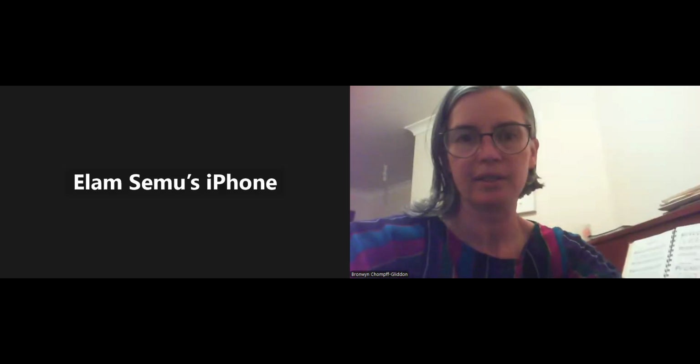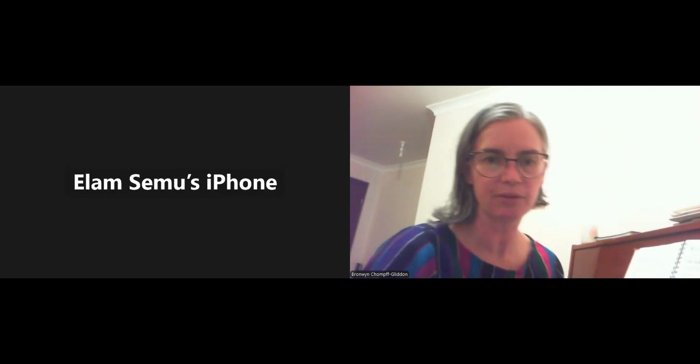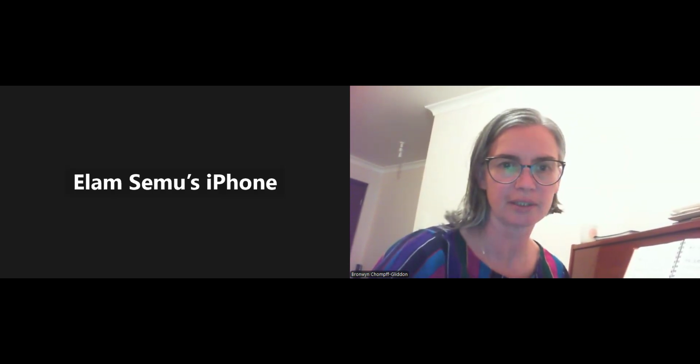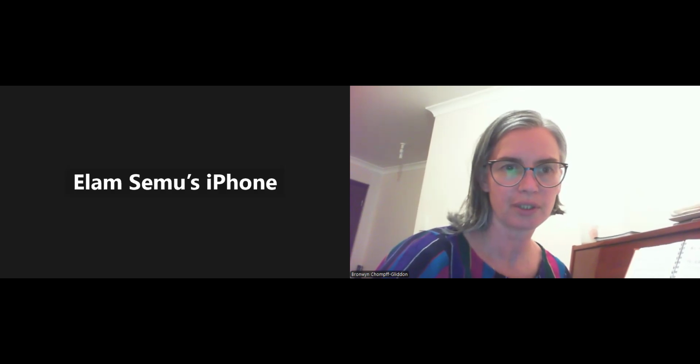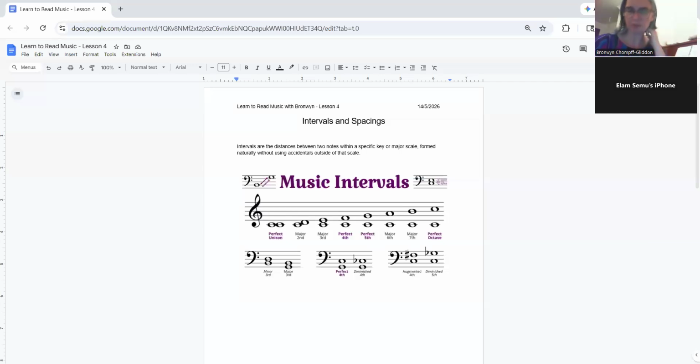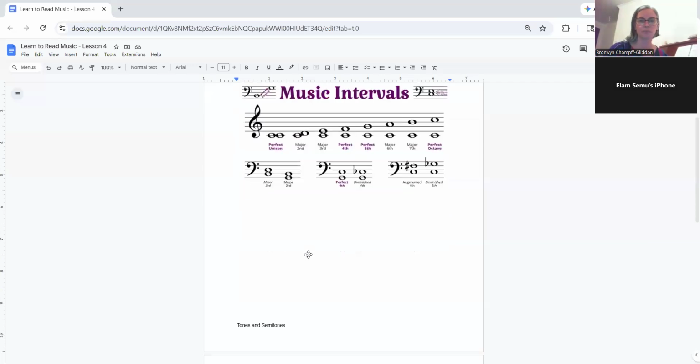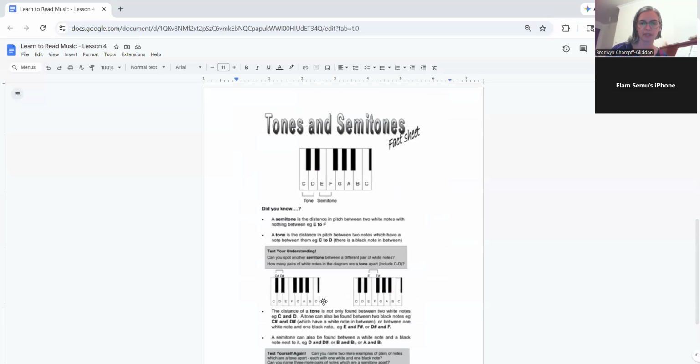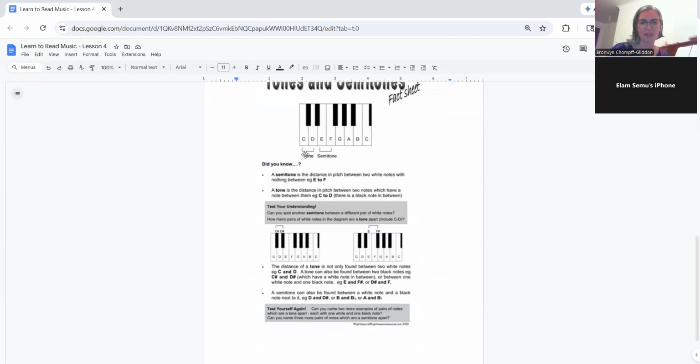So that is the intervals, but the other thing I wanted to share with you today, going back to the document, is tones and semitones. Now, if I forget to stop sharing when I show you what I'm doing on the piano or on the music, then someone tell me. I will stop sharing to show you on the keyboard soon.